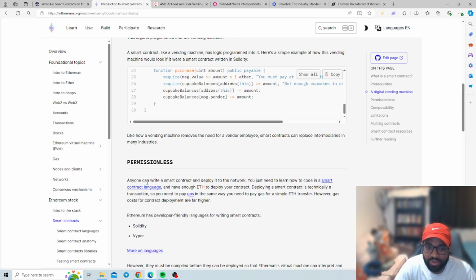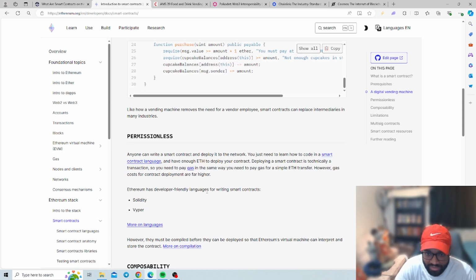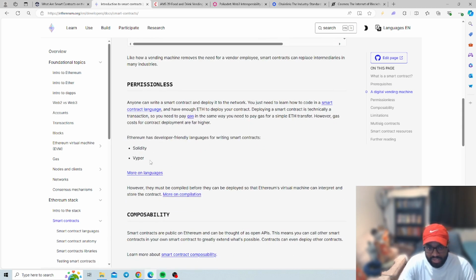Anyone can write smart contracts and deploy them to the network. You just need to learn how to code in the smart contract language, and have enough ETH to deploy your contract. Deploying a smart contract is technically a transaction, so you need to pay gas in the same way you pay gas for a simple ETH transfer. However, gas costs for deployment are far higher. Ethereum has developer-friendly languages for writing smart contracts, Solidity, Vyper, and even more languages.